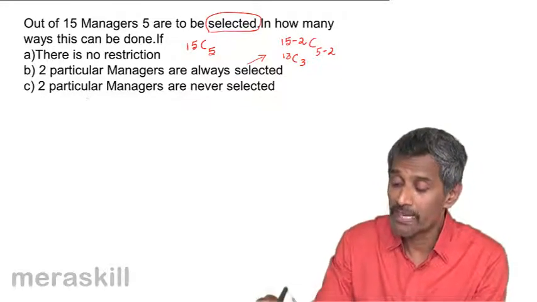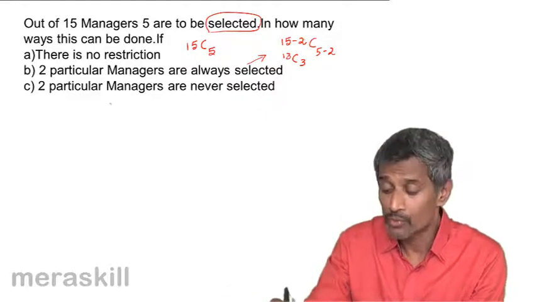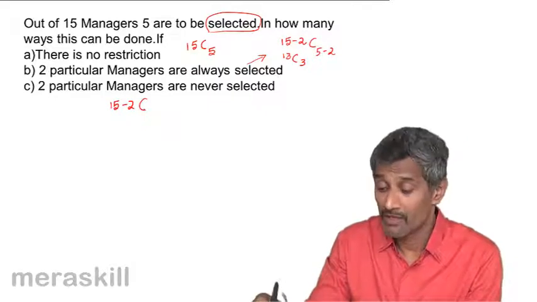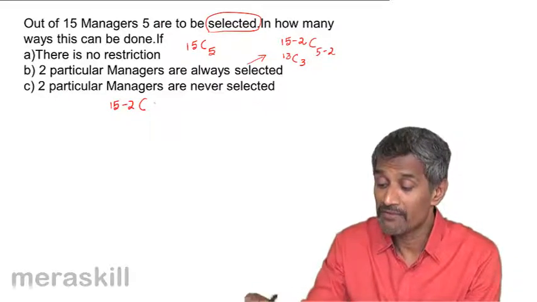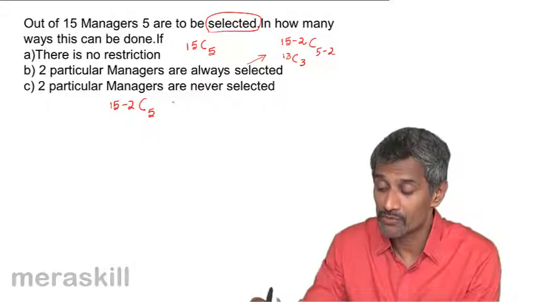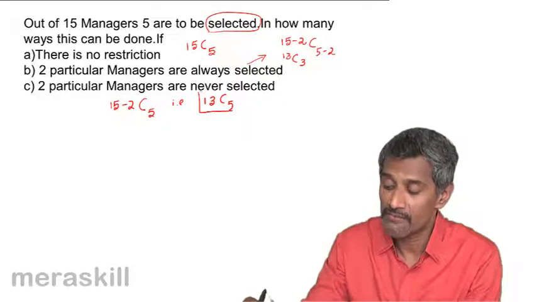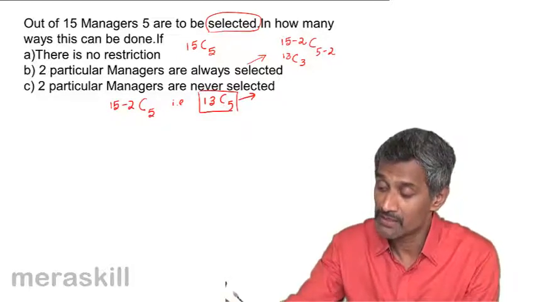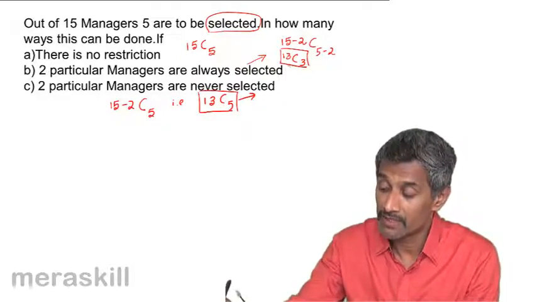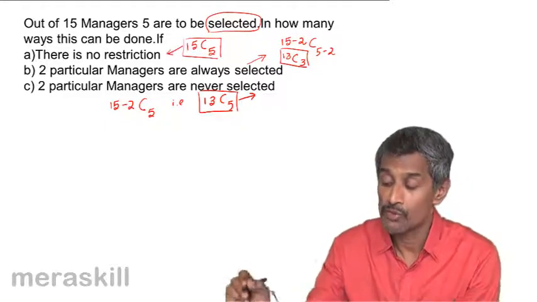2 particular managers are never selected. That means out of the 15, 2 of them are already removed, but now the remaining 5 have to be selected out of 13 of them. So it's going to be 13C5. So 13C5 would be the case where they are never selected, 13C3 would be this, and 15C5 if there is no restriction.